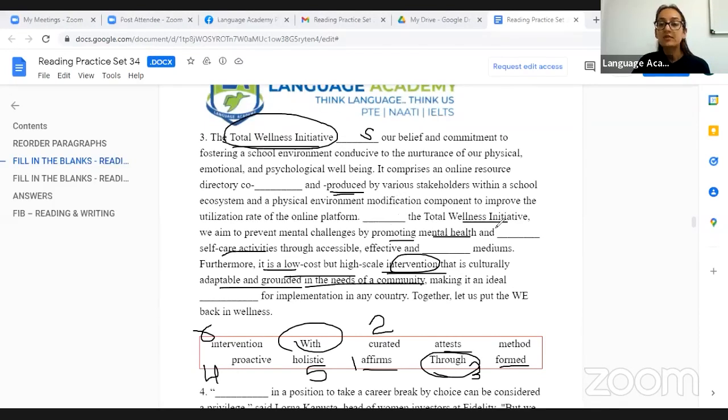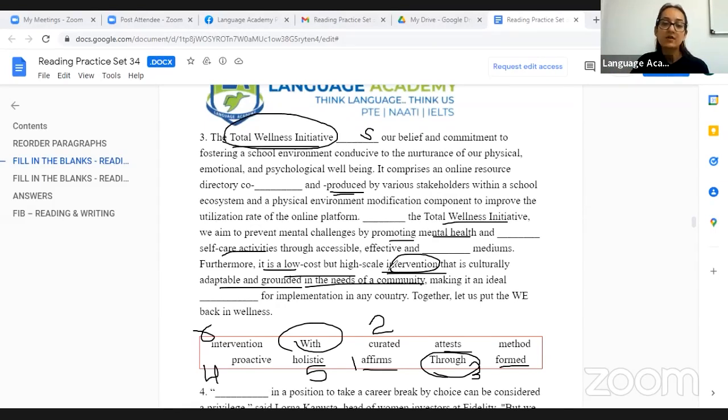Then the third one is through, because it's a process. For processes, we don't use the word with. Through this process, we want to promote mental health. We want to promote proactive self-care activities. And through a holistic medium. So we needed a word to describe mediums. It can be holistic, which means overall.